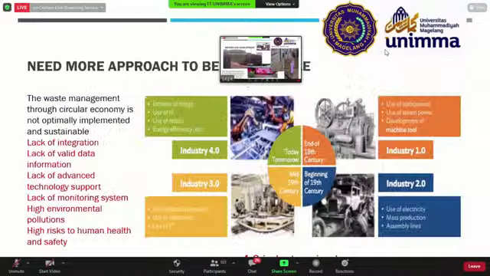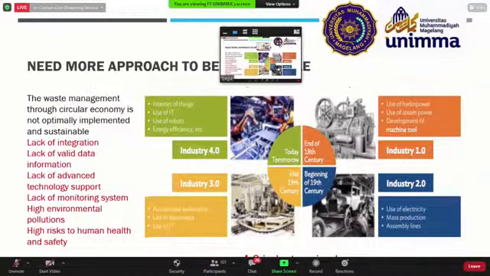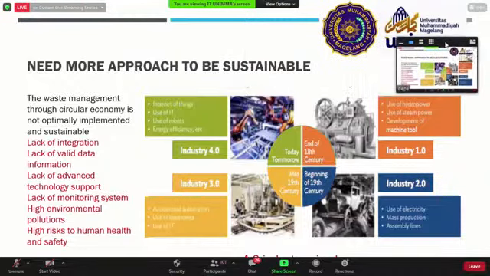But the problem is the waste management through circular economy in our country is not optimally implemented and sustainable. So the economic value and also environmental value and social value is still under the expectation. Why? Because there are lack of integration. There are lack of valid data and information, and so lack of advanced technology support.